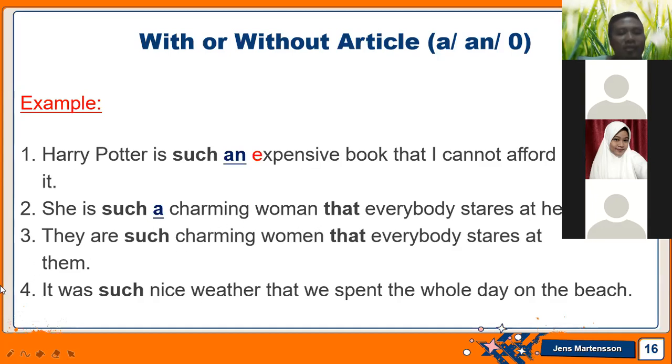And the last question is, it was such nice weather that we spent the whole day on the beach. Good sentence? Yes, sir. Why is it a good sentence? Weather is uncountable, sir. Yes, weather is uncountable, so an article is not necessary here. We don't need an article because it's an uncountable noun.